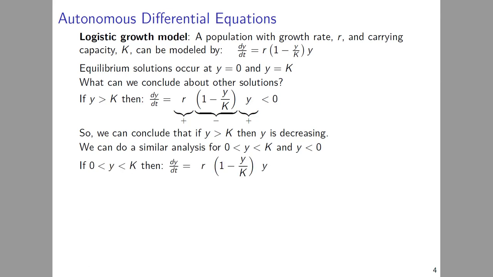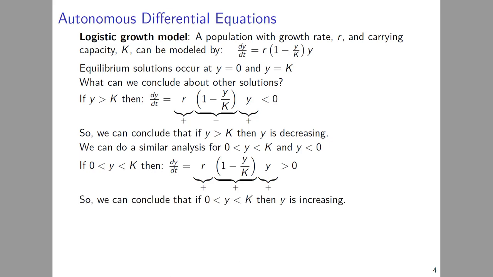In the case where y is between 0 and k, we still have dy/dt equal to r times (1 minus y over k) times y, where r is still positive, but now because y is less than k, y over k is less than 1, and 1 minus y over k is bigger than 0, is positive. And since y is bigger than 0, y itself is positive, so dy/dt is 3 positive numbers multiplied together, which again gives us a positive number. So since dy/dt is positive, we can conclude that for y between 0 and k, y is increasing.